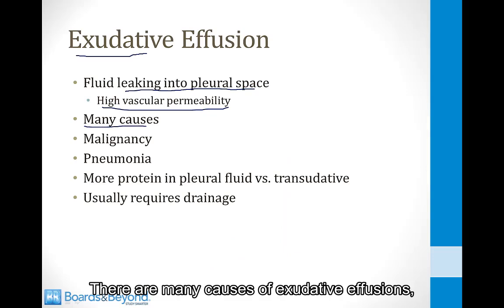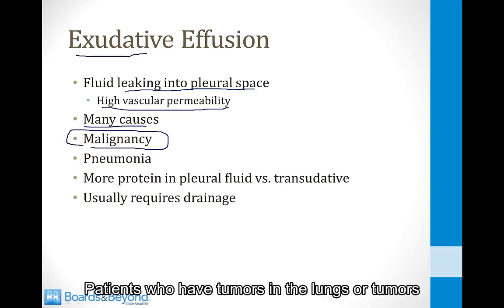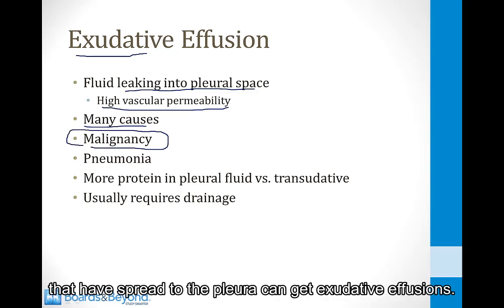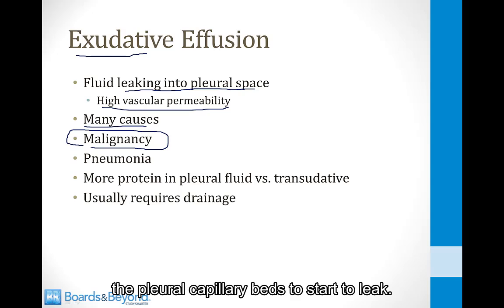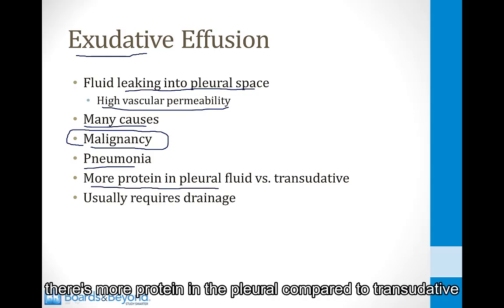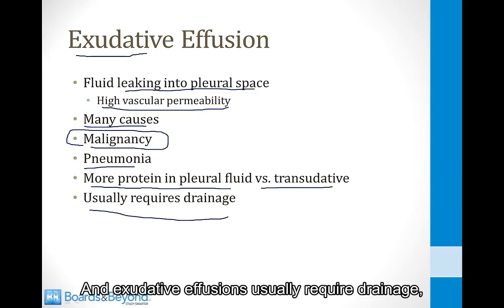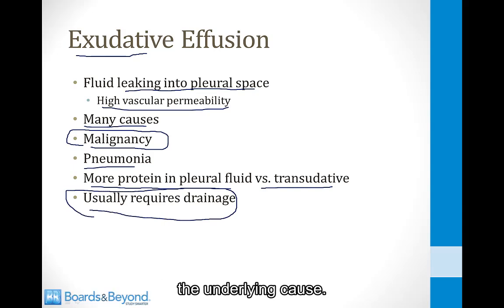There are many causes of exudative effusions, but the one we fear is malignancy. Patients who have tumors in the lungs or tumors that have spread to the pleura can get exudative effusion. Those metastases or those tumor cells can cause the pleural capillary beds to start to leak. Pneumonia can lead to exudative effusions. And as I said before, remember that in these effusions, there's more protein in the pleural fluid compared to transudative. And exudative effusions usually require drainage as opposed to transudative ones where you can treat the underlying cause.